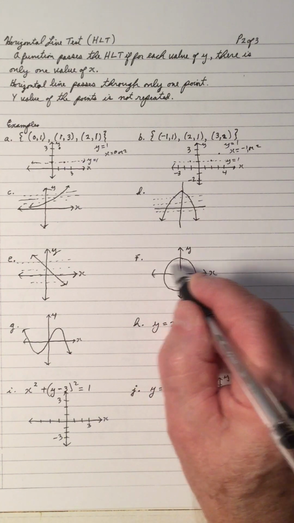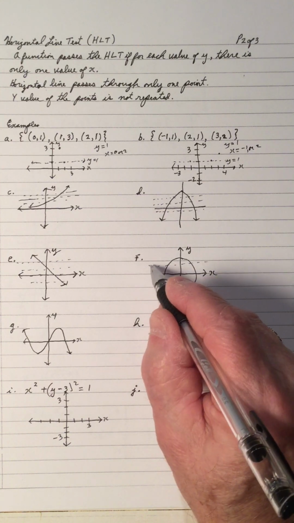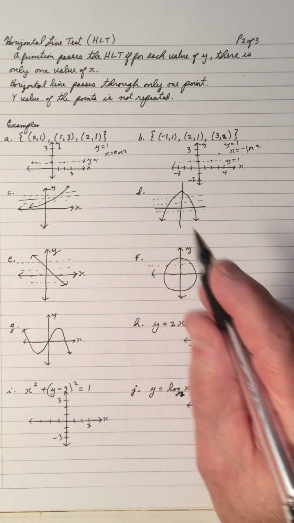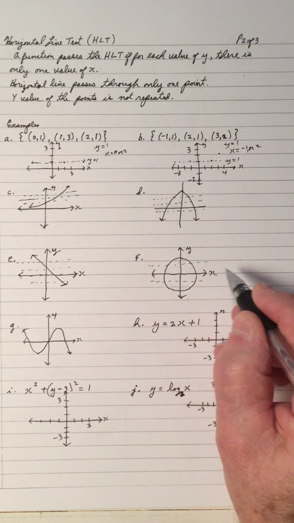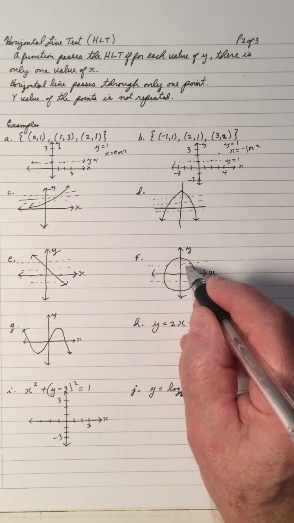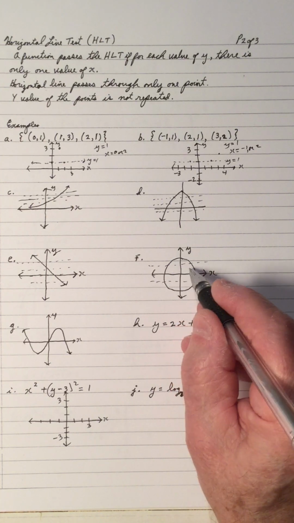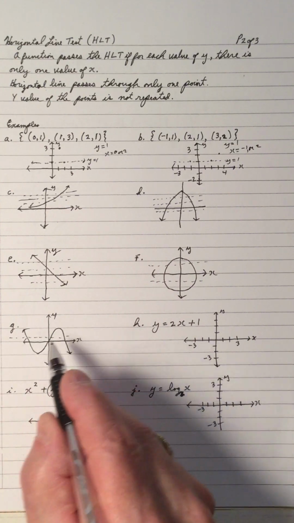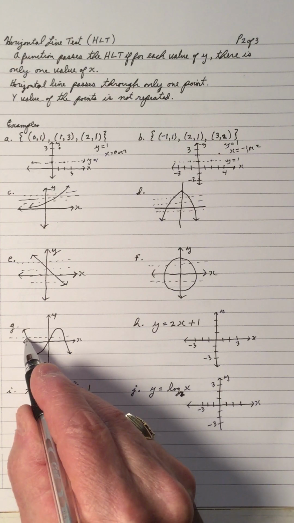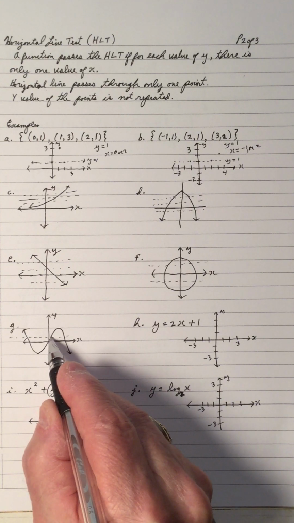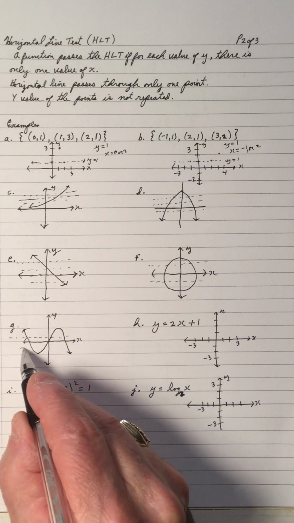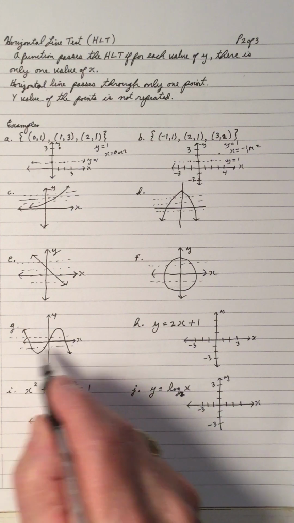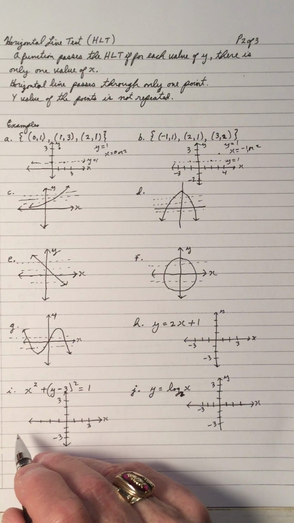And notice this is a circle. If you draw a horizontal line and it passes through any 2 points, then it fails the horizontal line test. So there's many horizontal lines that you can draw to pass through 2 points of this circle. And here, if you draw a horizontal line, it passes through a point here and here and here. So the y value here is the same. The y value here and here and here will be the same, so it fails the horizontal line test.